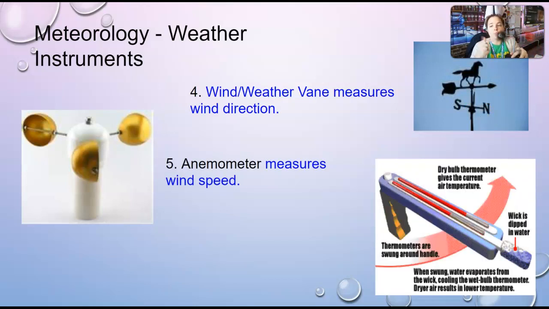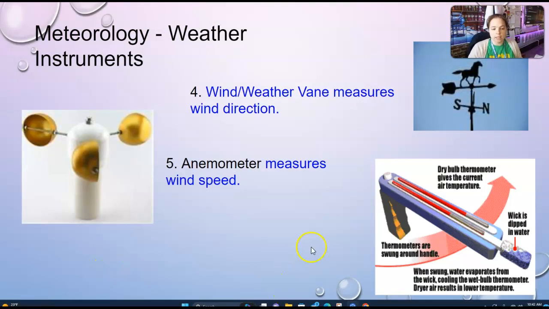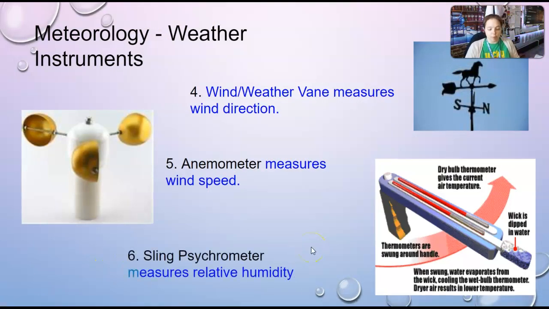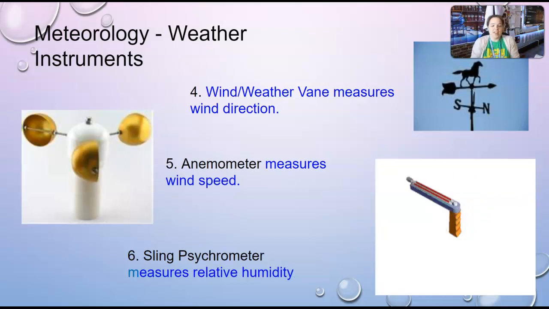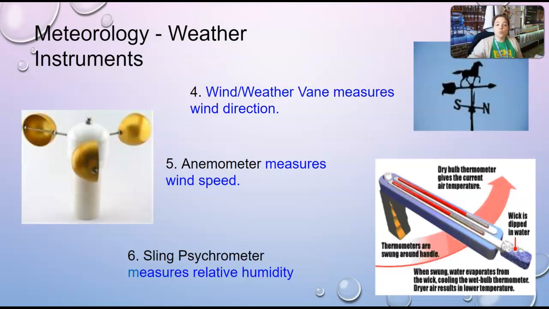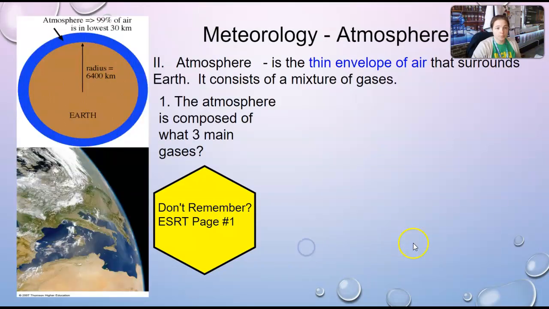See, it can measure how fast it's spinning, which tells you how fast the wind is going. All right, and this last thing that is down here, this is called a sling psychrometer. It has a wet side, which has a little bit of fabric on one side, and a dry side thermometer on the other, and it slings around in a circle. It measures the dew point and relative humidity.